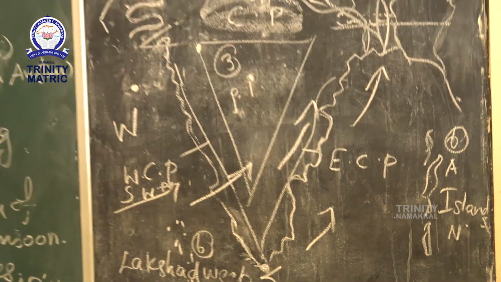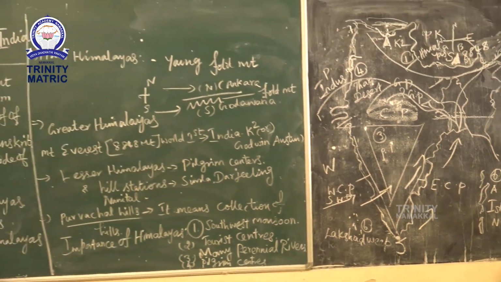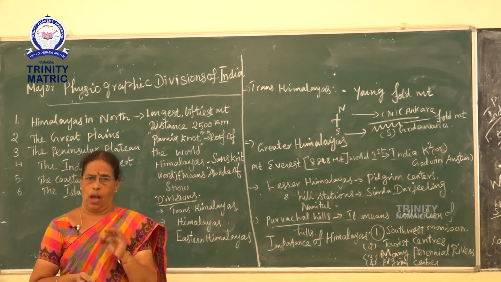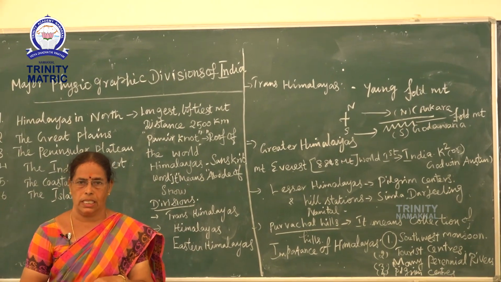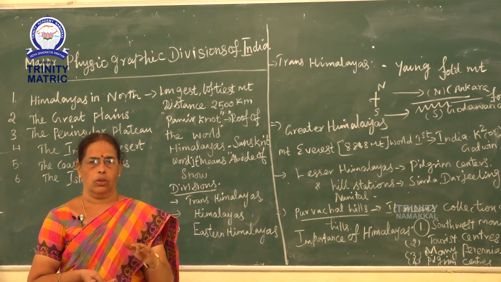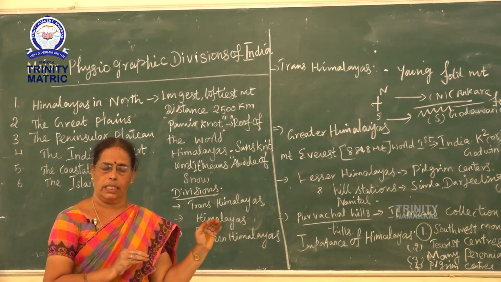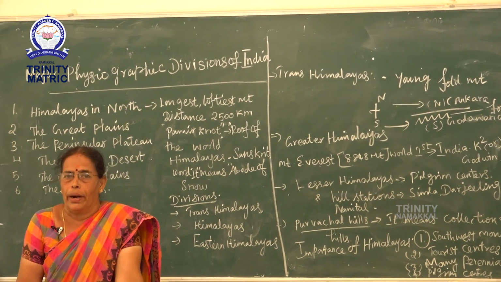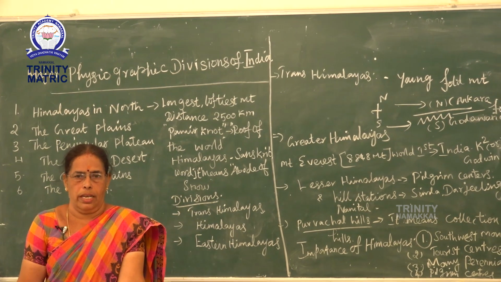So it is natural and has rich biodiversity. Nowadays, the environmentalists ask why it is affected. The biodiversity is not properly maintained. So there is rich biodiversity in the Himalayas. So these are the importance of the Himalayas.